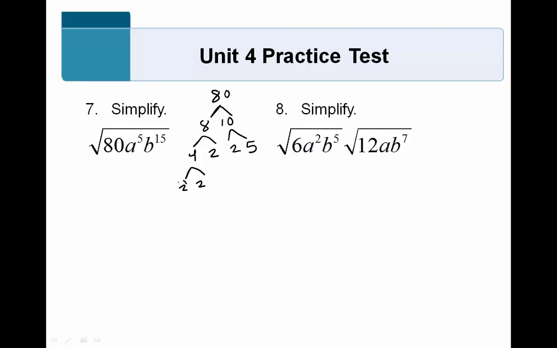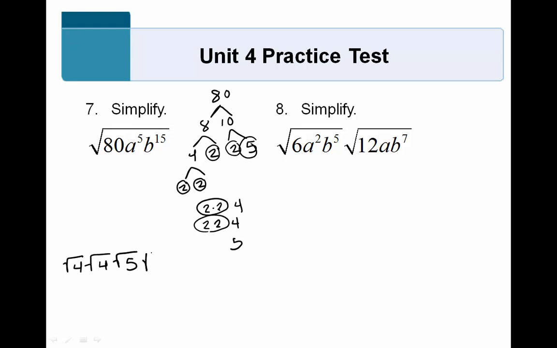Okay, so we have 2 pairs of 2's and a 5. So a 2 and a 2 is a 4. A 2 and a 2 is another 4, and I have a leftover 5. So I'm going to bring this down a little lower because I have a lot to write. So I'm going to have radical 4, radical 4, radical 5. I have to split up my a's and my b's. I'm going to take 1 away from the a to the 5th. There's my leftover a. Take 1 away from b to the 15th, that's a b to the 14th. There's my leftover b. And now I'll simplify.